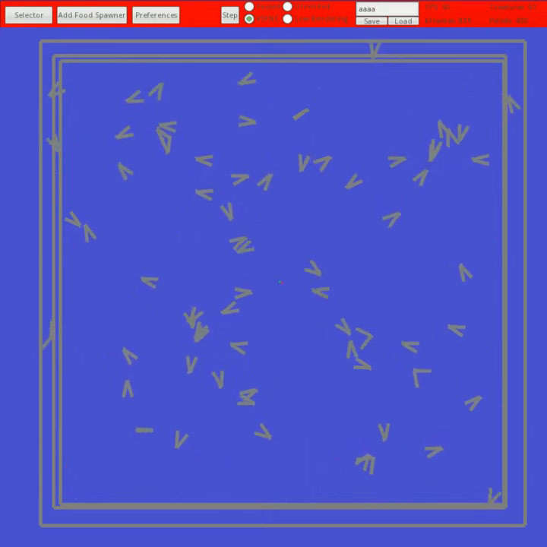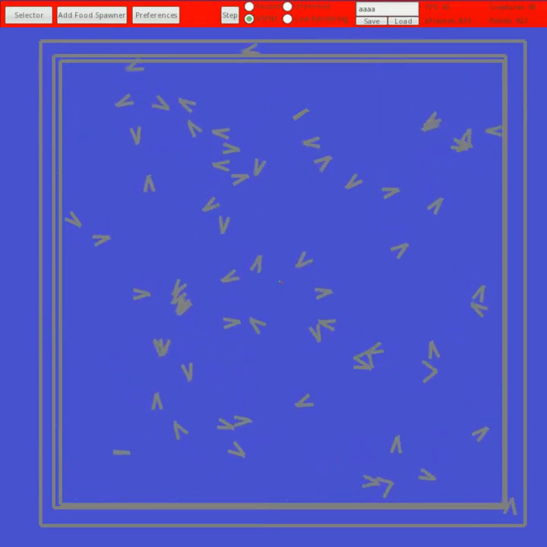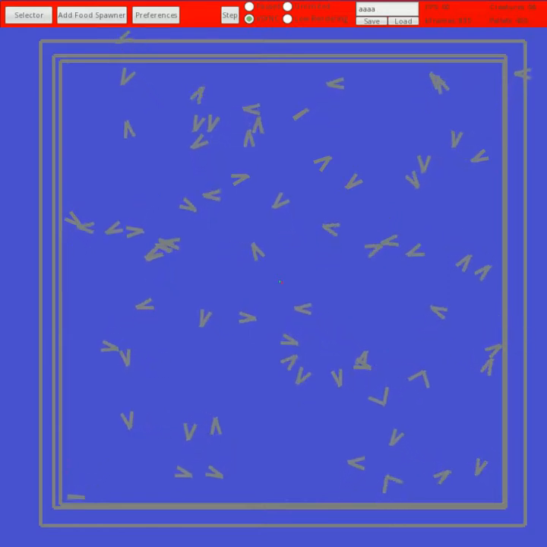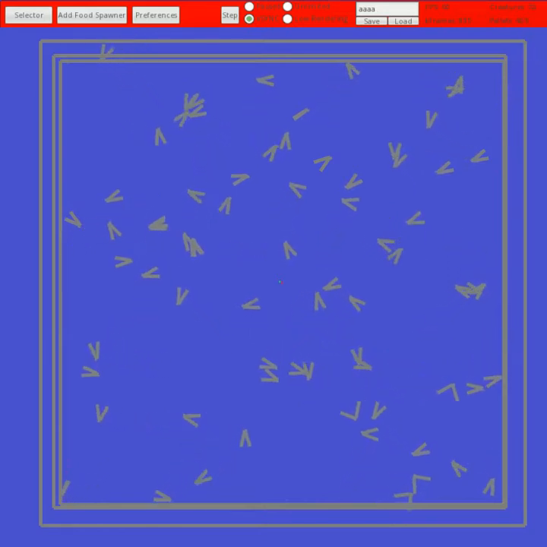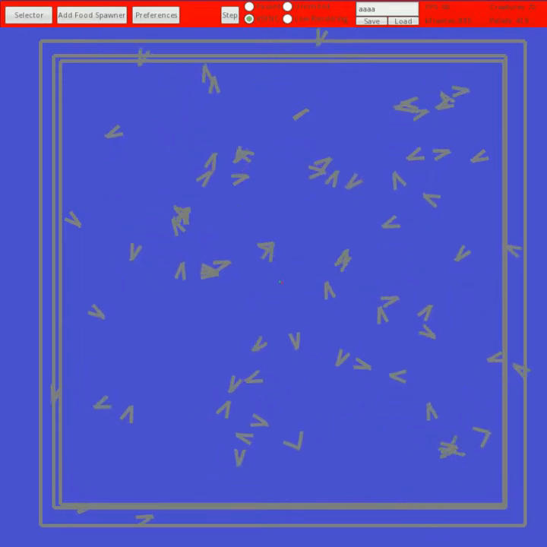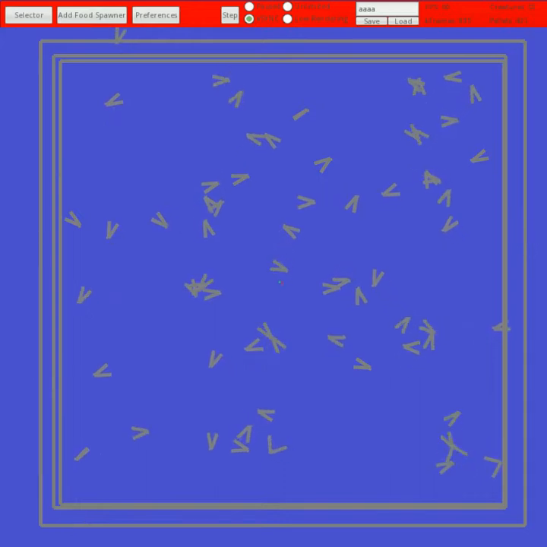Hey there, so this is an evolution simulator I've been playing around with and working on for the last week or two. I haven't really been working on one for like a year, so I figured it'd be interesting just to take another whack at it now that I've kind of forgotten everything I did last time.